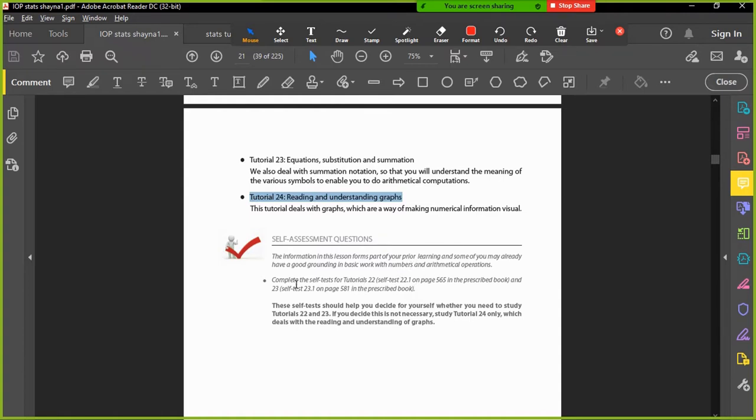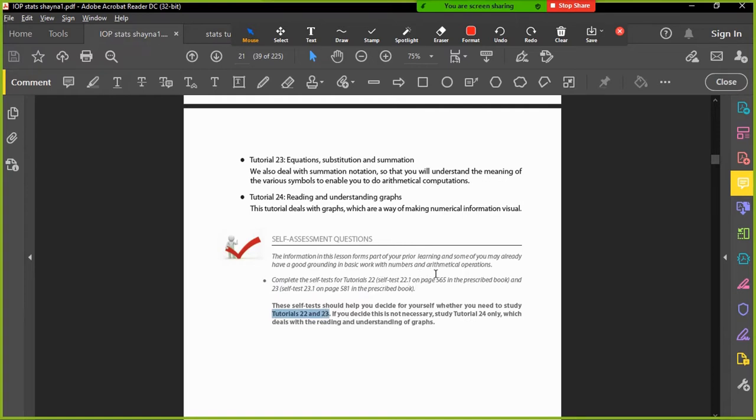So, for example, you have to complete the self-assessment test, tutorial 22. They want you to complete 22.1, which is on page 565 in the textbook, and they want you to do 23 on page 581. If you decide this is not necessary, study tutorial 24 only. So you need to look at those tutorials.